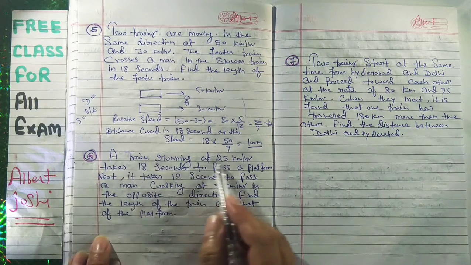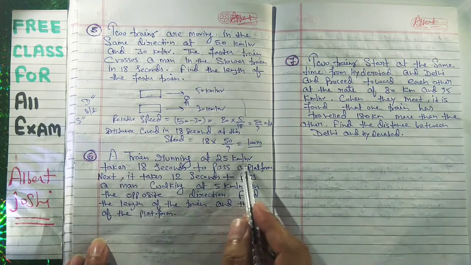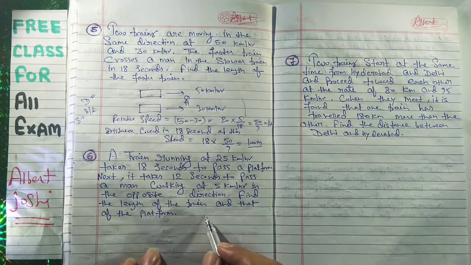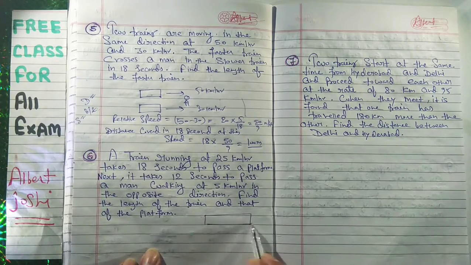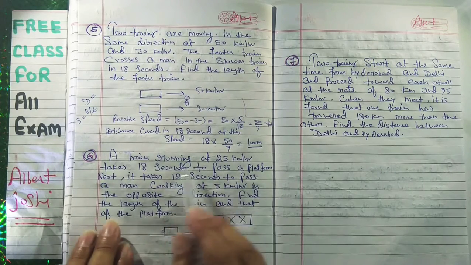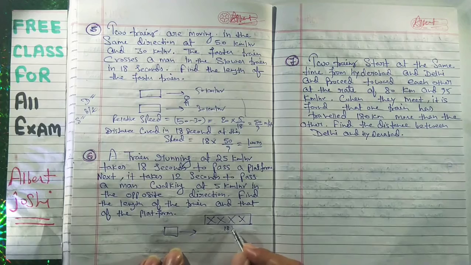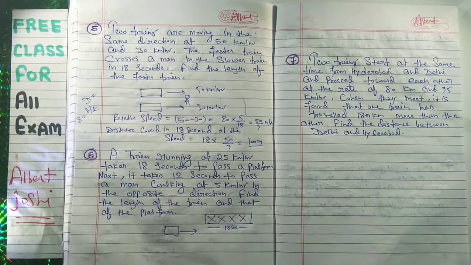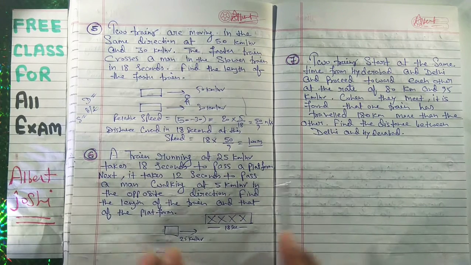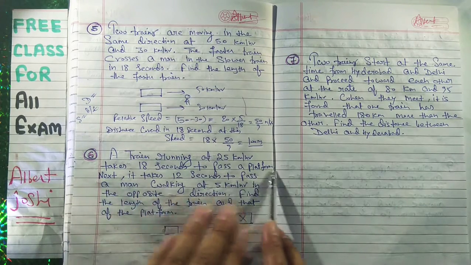Another question: a train running at a speed of 25 km per hour takes 18 seconds to pass a platform. Now there is a platform, there is no man, you have one platform, and one train is moving. It takes a total of 18 seconds to cross this, and its speed is 25 km per hour.